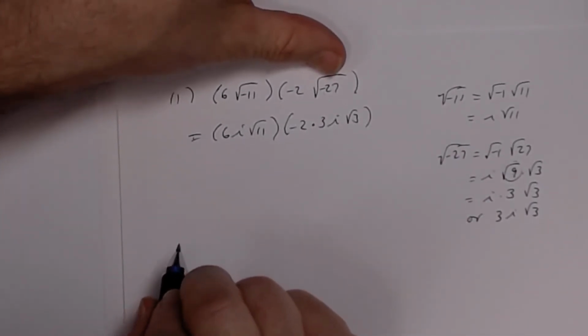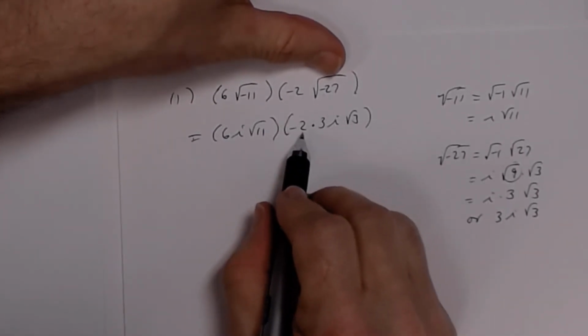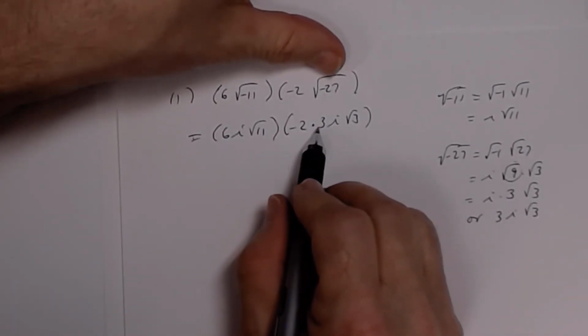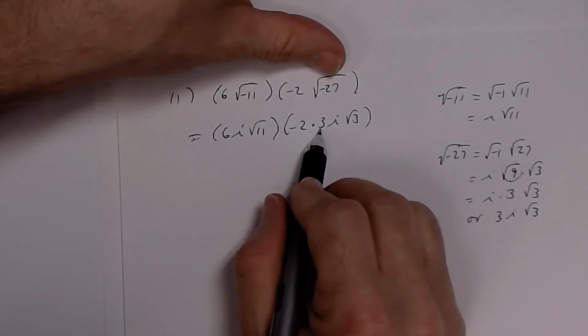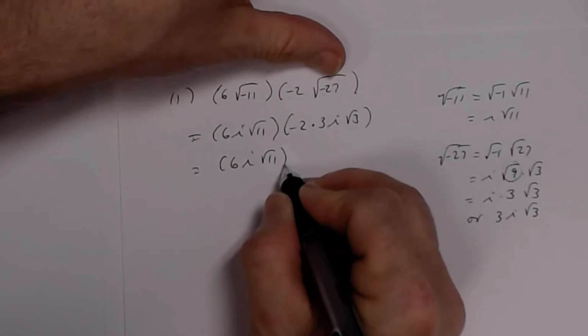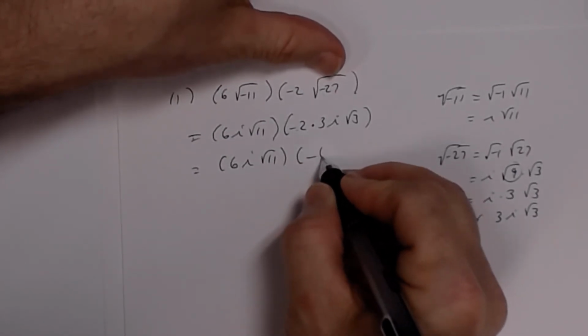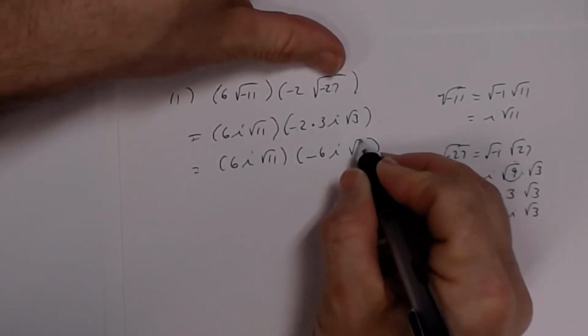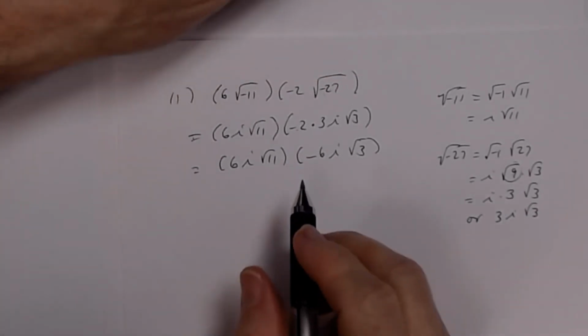Okay? All right, now let's look at this part right here. We know that negative 2 times 3 is negative 6, right? Okay, so let's do that. So this is 6i square root of 11. This is negative 6i square root of 3. Okay? All right, now be careful.